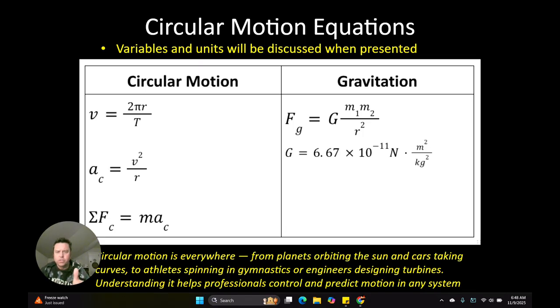These are the equations. We're just going to focus on the ones on the left, which are really variations of equations we've already done. I'll talk about these in more detail when we get to those slides. But this first one here, v equals 2 pi r over t, should look like v equals d over t to you. ac equals v squared over r is new, but it's how we're going to get this thing we call the centripetal acceleration. And then sigma F equals m a c.